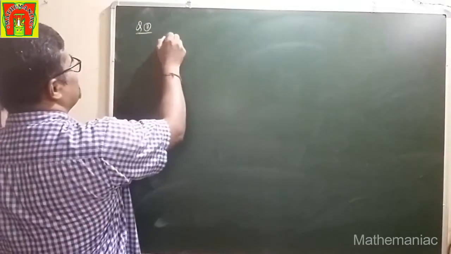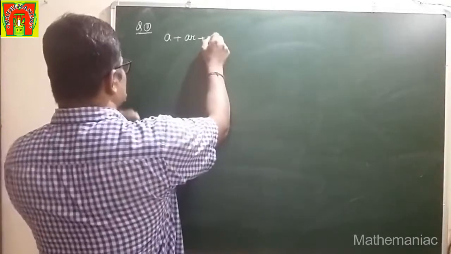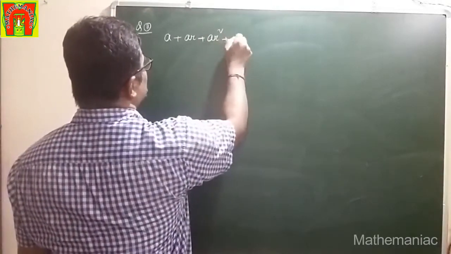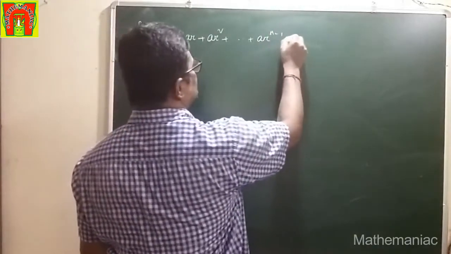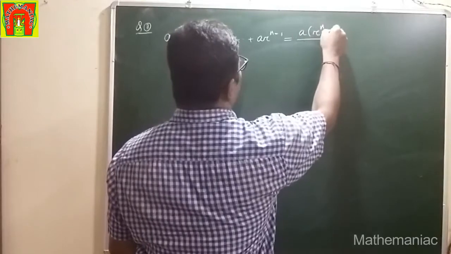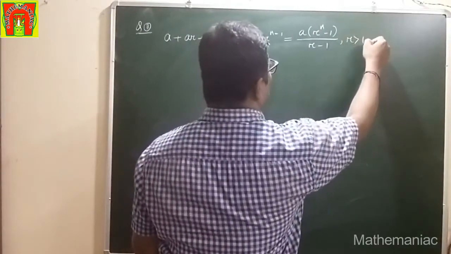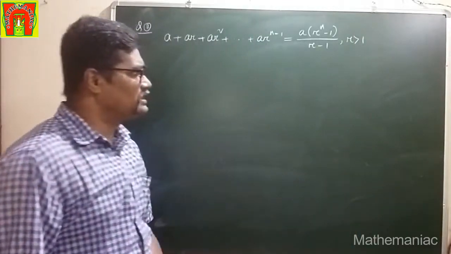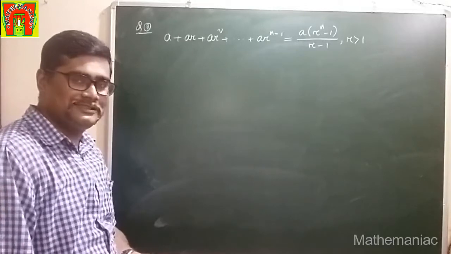Question number 3. What I have to prove is this: a plus ar squared, up to ar to the power n minus 1, is equal to a times (r to the power n minus 1) divided by (r minus 1). Okay, r greater than 1, I'll fix. So this is what you have to prove. Let us start with this.